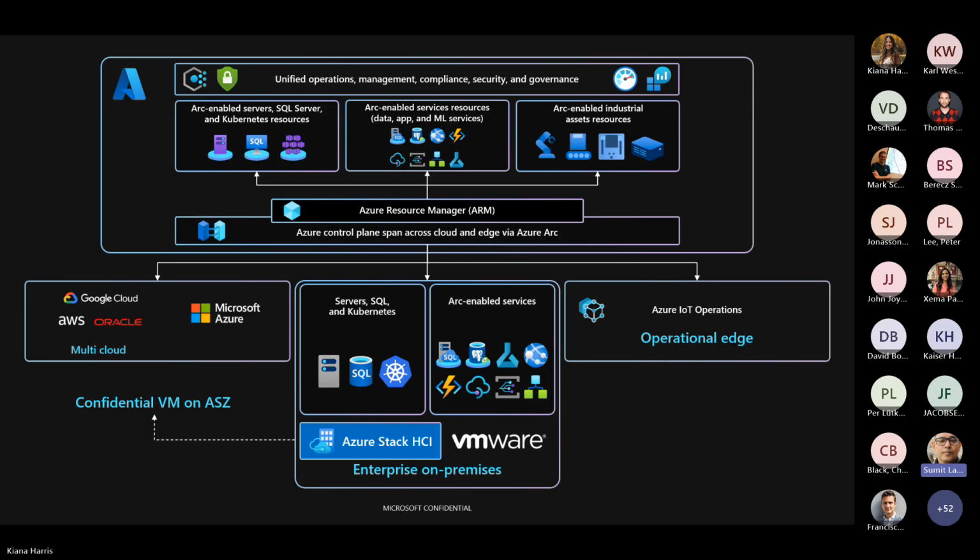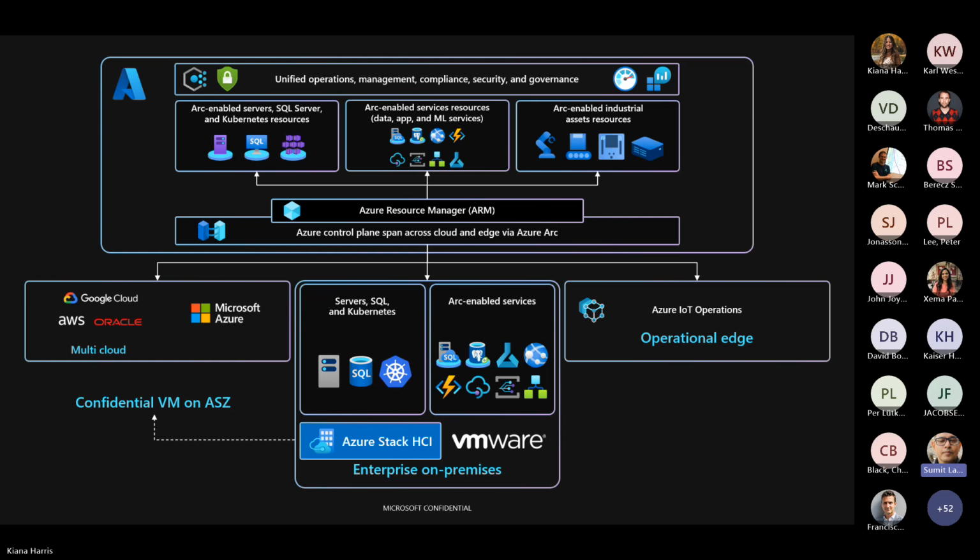Yeah, so thank you. I just wanted to quickly level set the context before we deep dive. We have been talking about the adaptive cloud landscape. We talked about Arc enabling the ability to extend on-premises to the Azure control plane. And then we talked about Kubernetes.